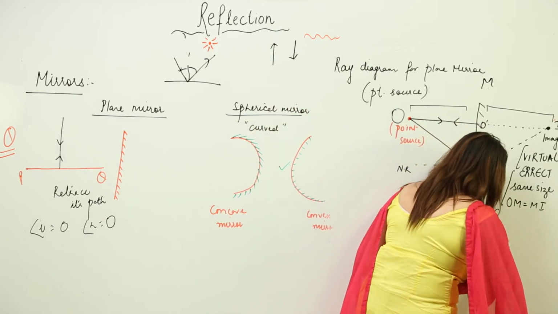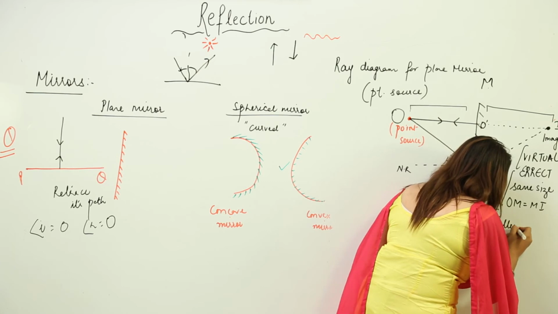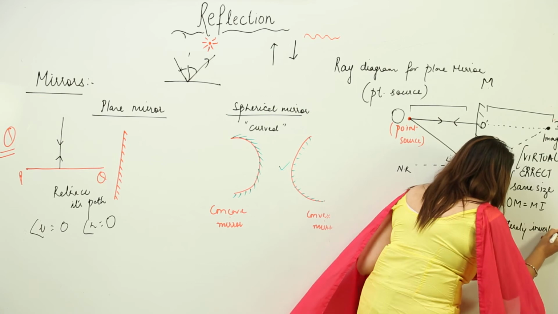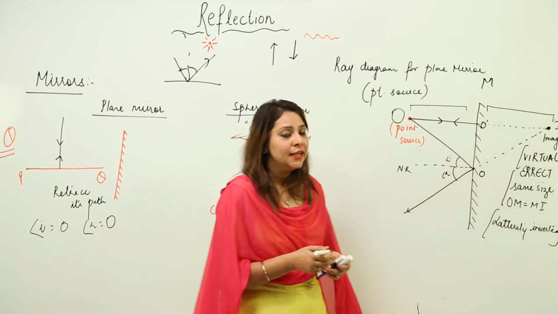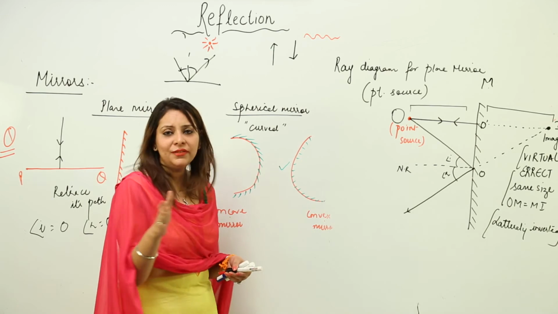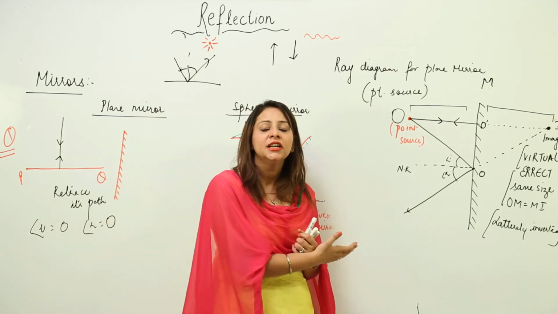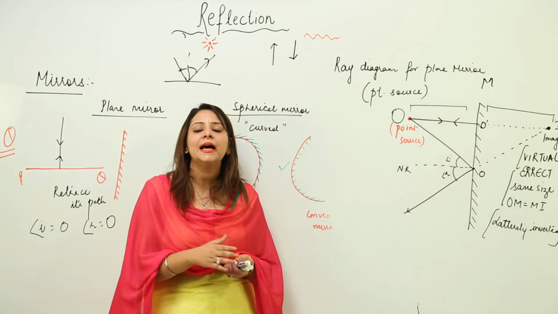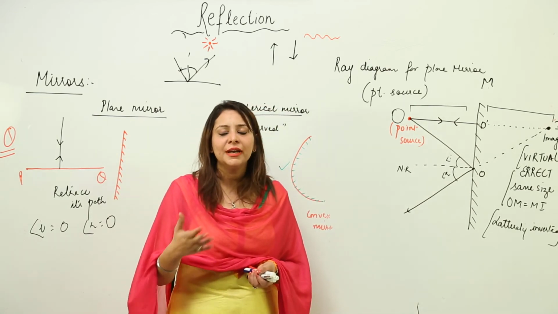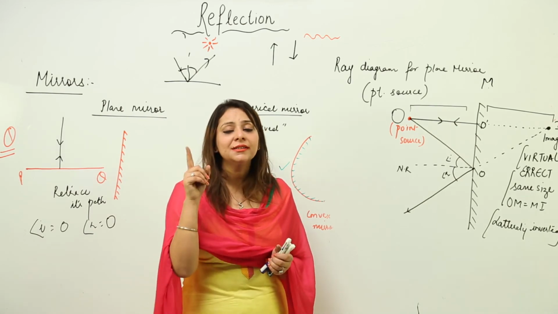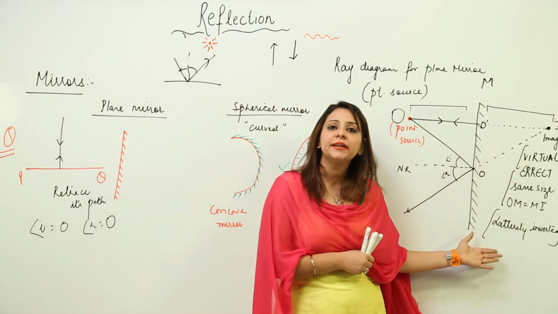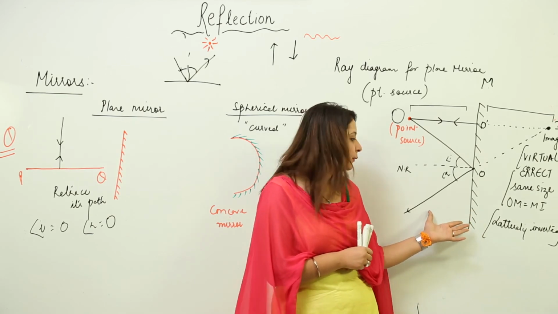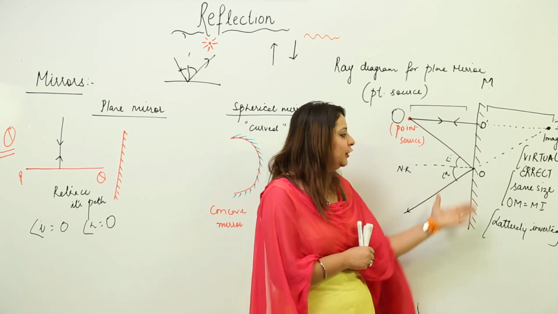And moreover, we observe another kind of phenomena, that the image formed by a plane mirror is always laterally inverted. Have you ever seen this kind of image? Yes, we see it in daily routine. Whenever you see yourself in a plane mirror, the looking glass which we use at home to dress up is all plane mirrors. So this kind of image is formed.